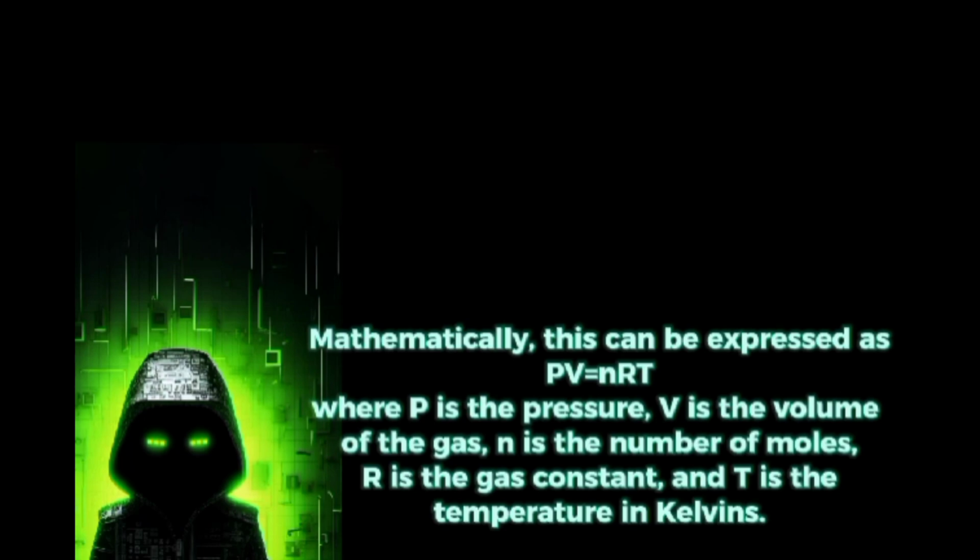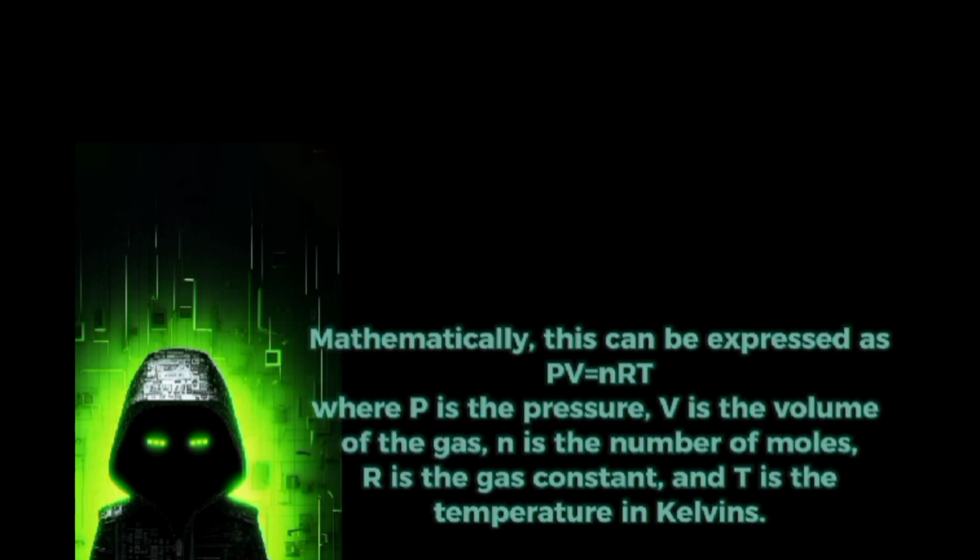Mathematically, this relationship can be expressed as PV = nRT, where P is the pressure, V is the volume of the gas, and n is the number of moles. R is the gas constant, and T is the temperature in Kelvin.